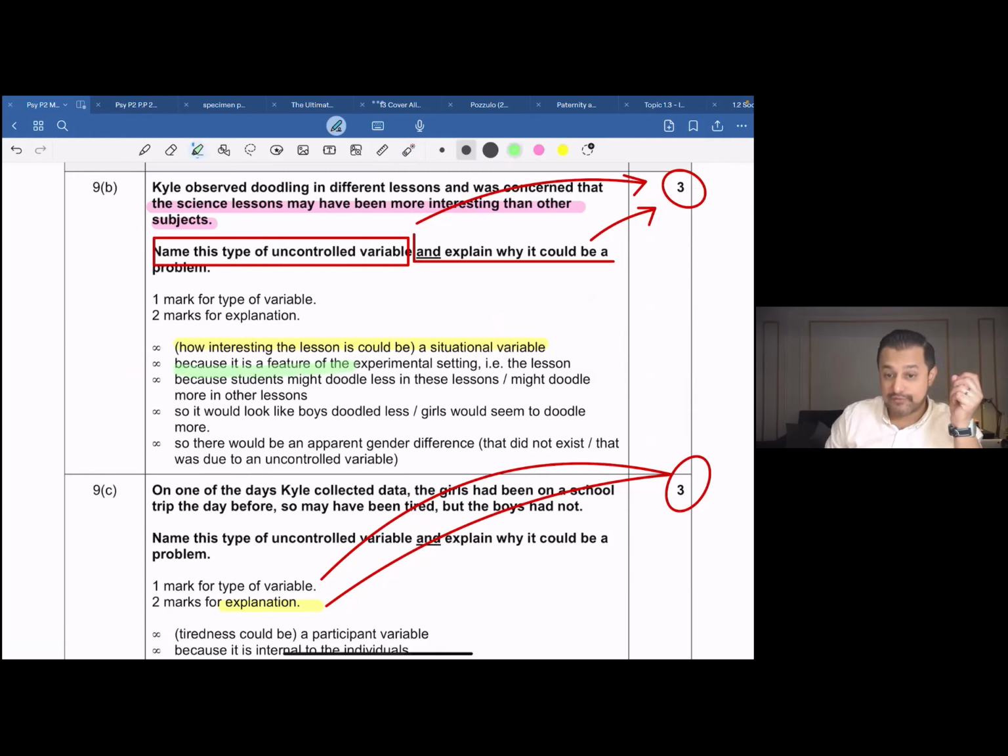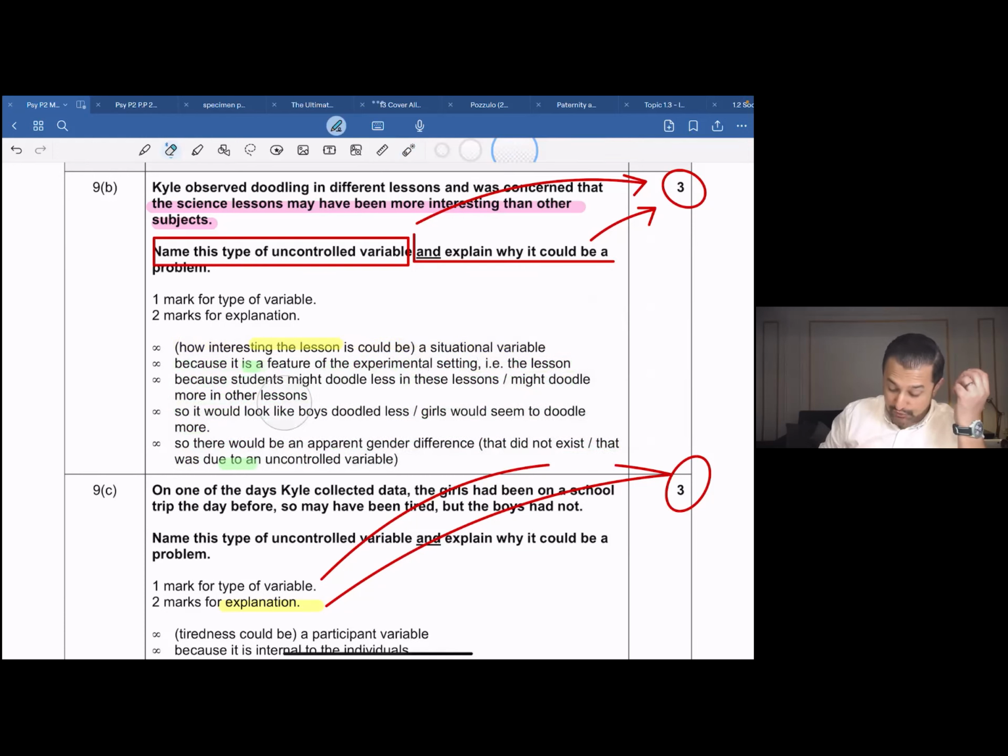because it is a feature of the experimental setting. That is the lesson. Because the students might doodle less in these lessons or they might doodle more in other lessons. So it could look like boys doodle less and girls doodle more, because typically the general understanding is that boys are more inclined towards science subjects. So there would be an apparent gender difference that did not exist, that was simply due to an uncontrolled variable, and that uncontrolled variable over here is a situational variable. This is how you score a 3 on 3.